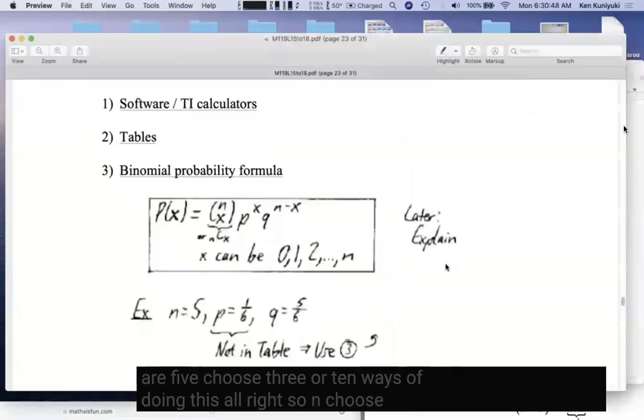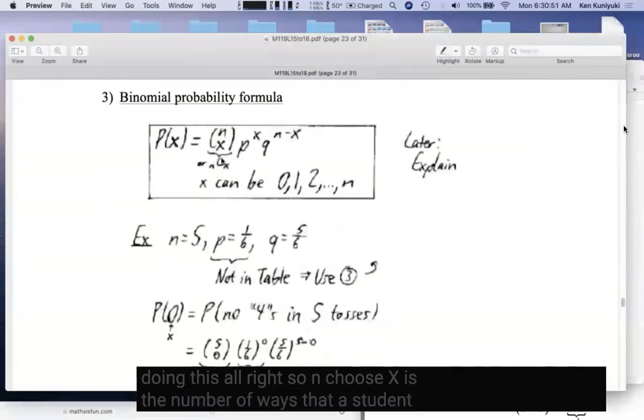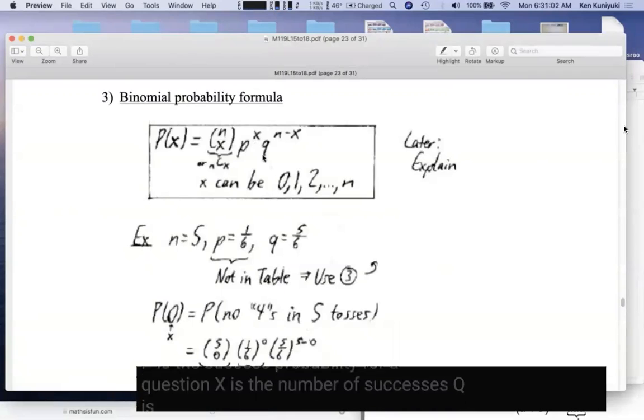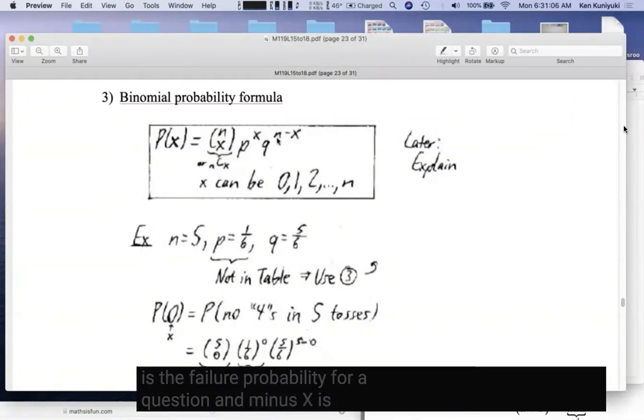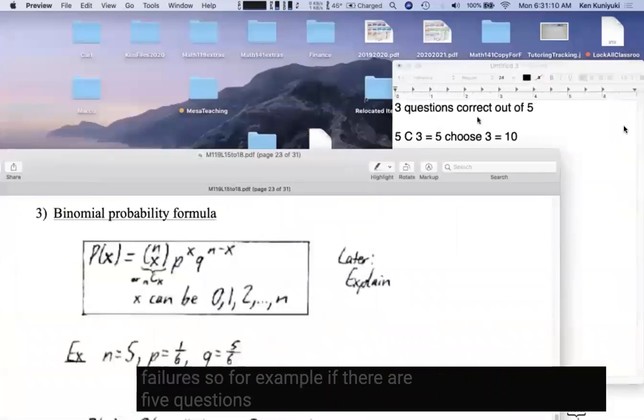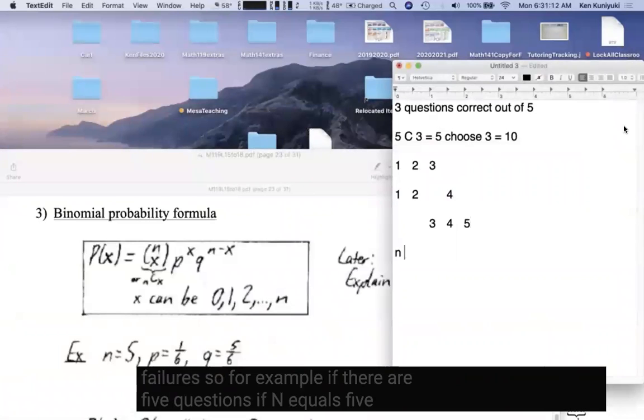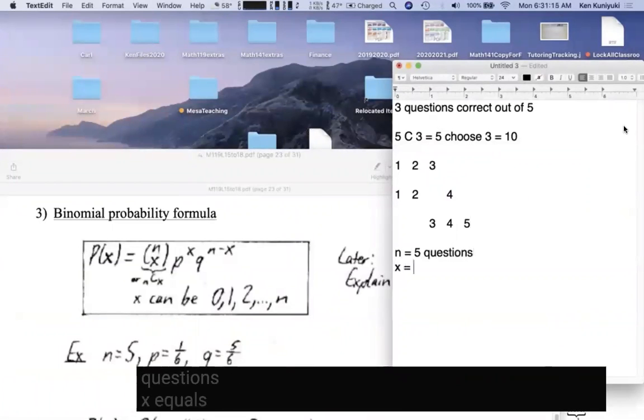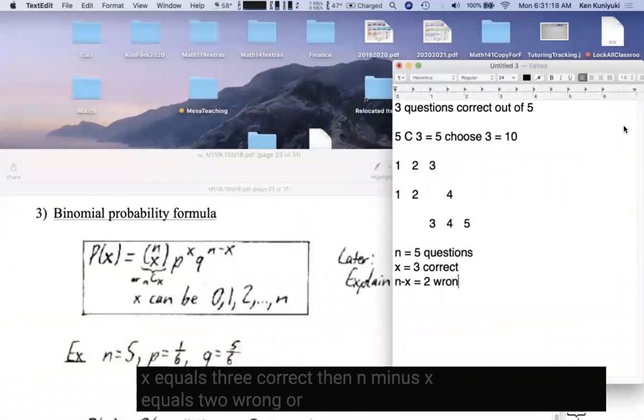All right, so N choose X is the number of ways that a student can get X questions right out of N questions. P is the success probability per question. X is the number of successes. Q is the failure probability per question. And N minus X is the number of failures. So for example, if there are 5 questions, if N equals 5 questions, X equals 3 correct, then N minus X equals 2 wrong or incorrect.